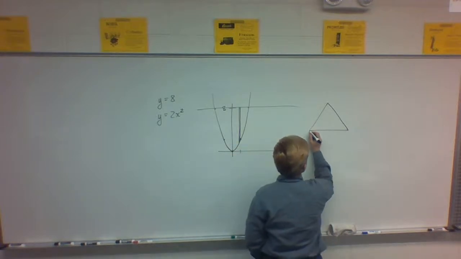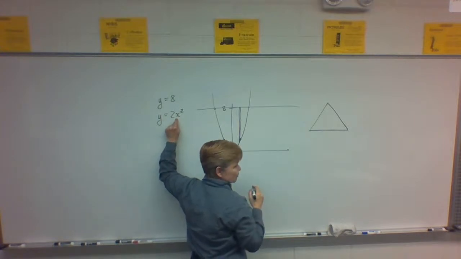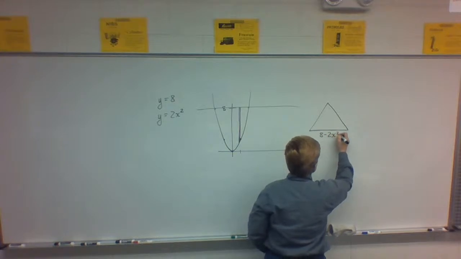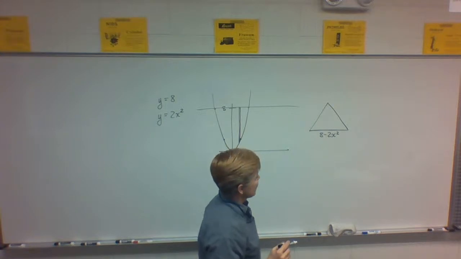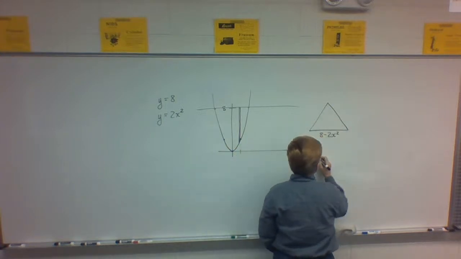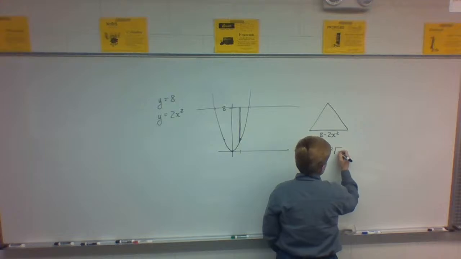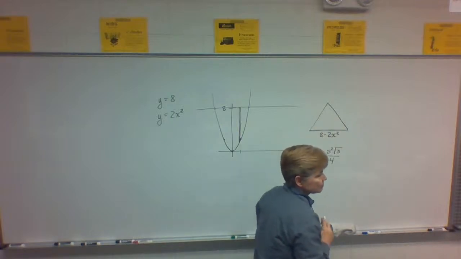This distance right here, that distance is this distance, which is 8 minus the curve. And every side is that length. Do you recall the area of an equilateral triangle? It's S squared root 3 over 4, where S is the length of the side. That's the area of this, where this is S. How do you remember that? It's right here in my book.